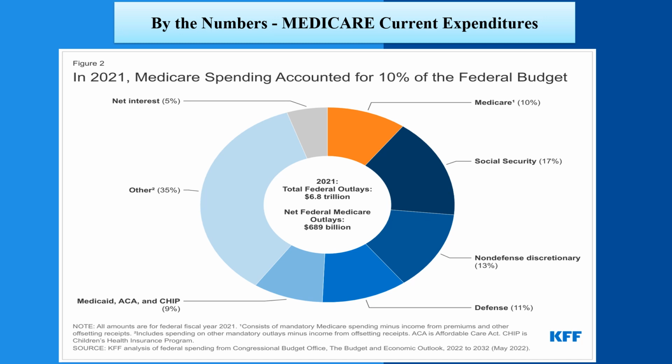So this figure is just showing us that in 2021, Medicare spending accounted for 10% of the federal budget. So in 2021, Medicare spending net of income from premiums and other offsetting receipts totaled 689 billion and accounted for 10% of the federal budget, a similar share as spending on Medicaid, the Affordable Care Act, and the Children's Health Insurance Program combined.